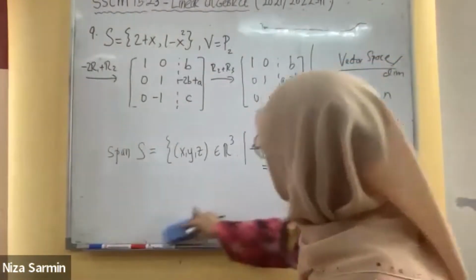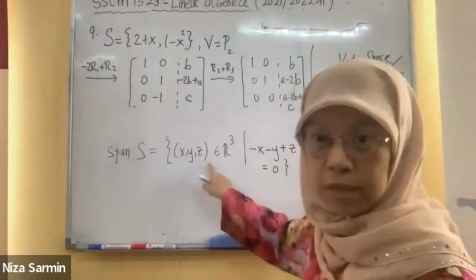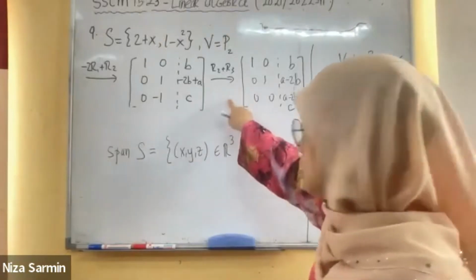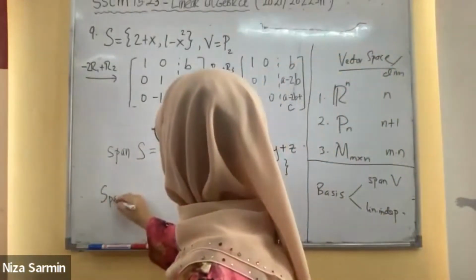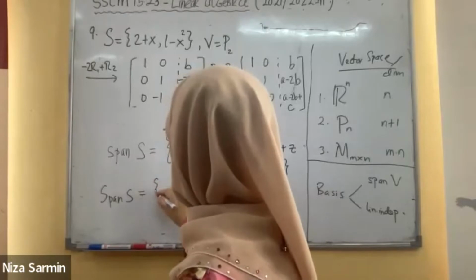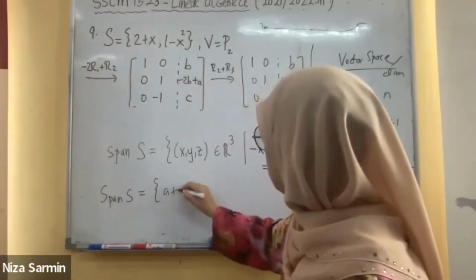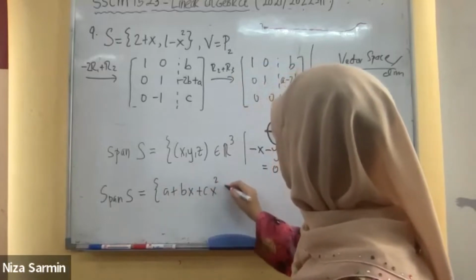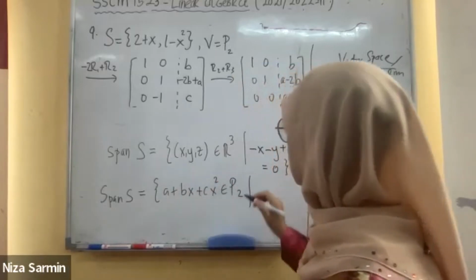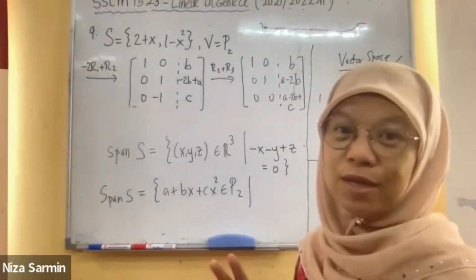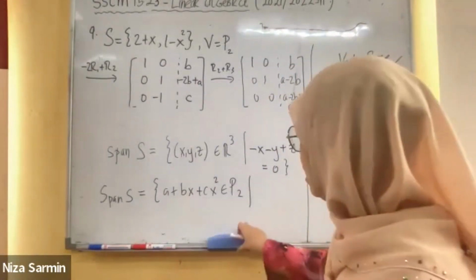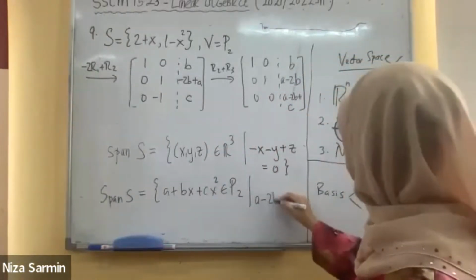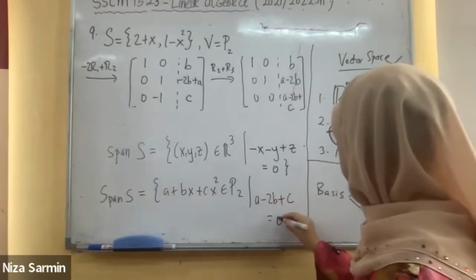So how do I know how to write this? Because this is your vector space. Ni yang nombor 1. For this part is different. For this part, the span S is A plus BX plus CX squared in P2, because that is your V just now kan, atau Y, such that A minus 2B plus C is 0.